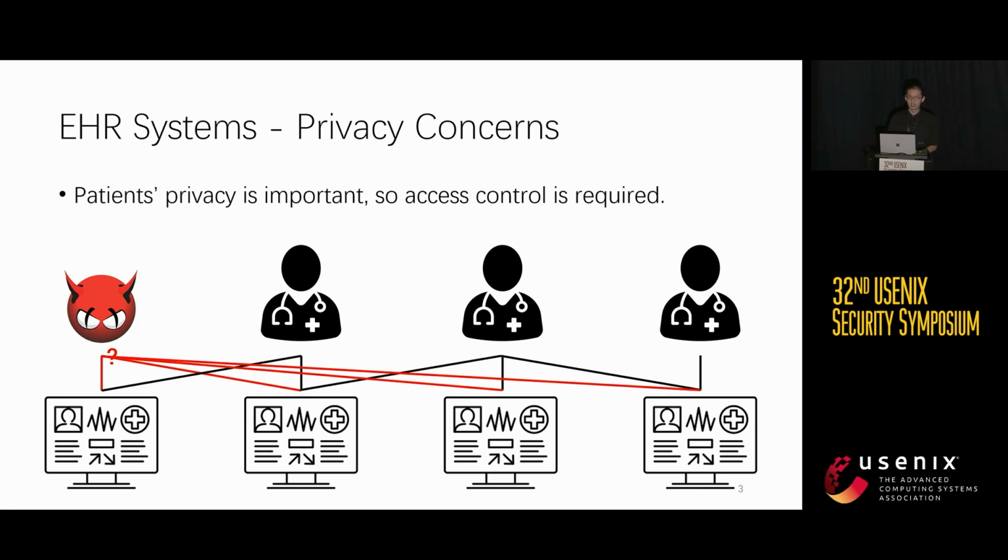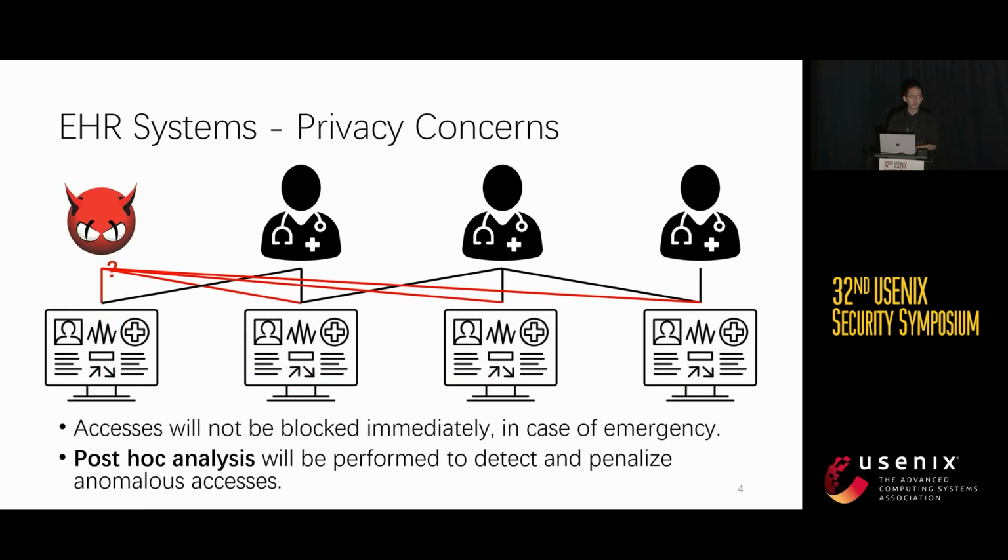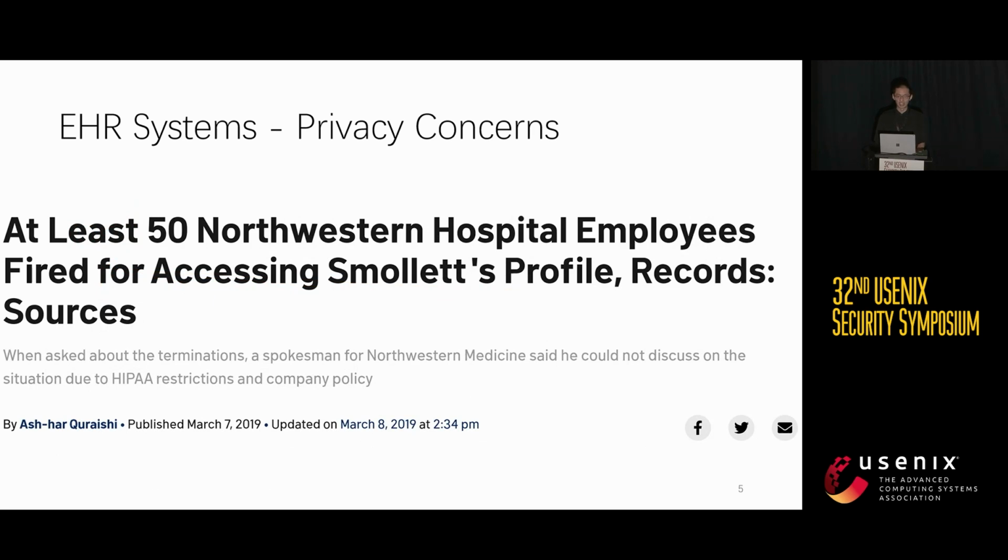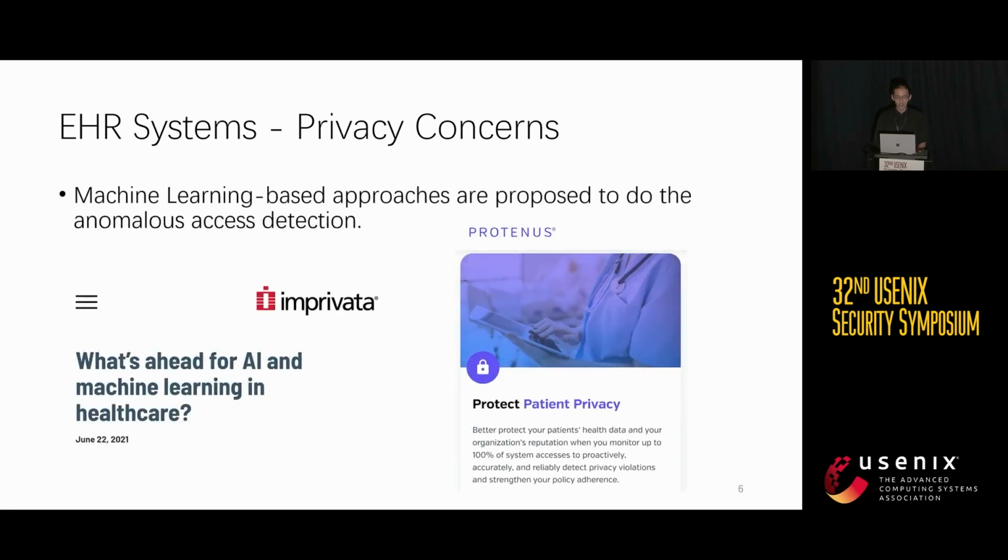Therefore, there are usually access control rules in EHR systems. However, people usually will not block an access in hospitals, because blocking an access may lead to a serious outcome if it is a false alarm. Therefore, what people usually do is post-hoc analysis to see if there are inappropriate accesses. For example, there was news that some hospital employees were fired because they accessed the information of some famous people coming to the hospital. And actually, many machine learning-based models have been proposed to do such post-hoc detection.